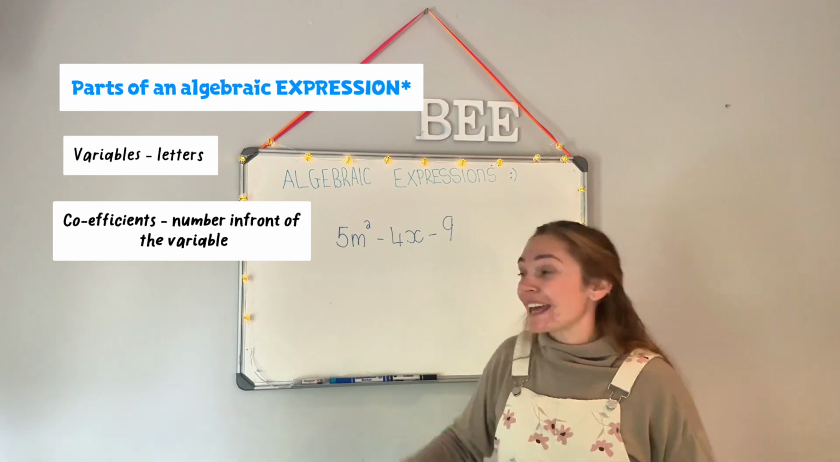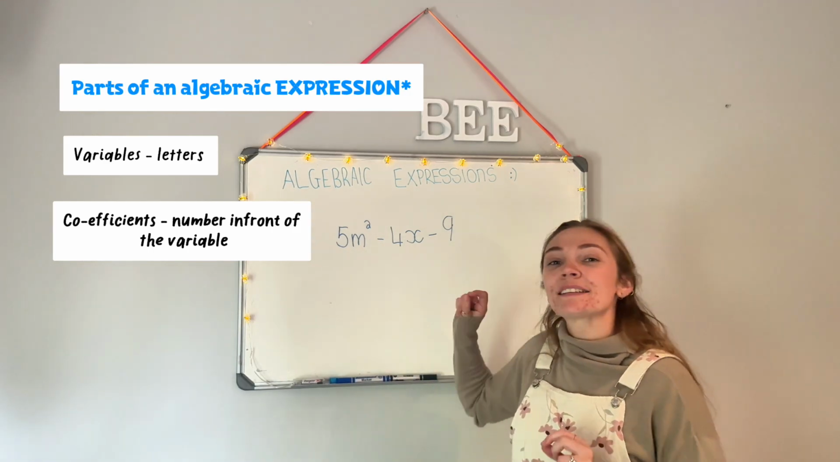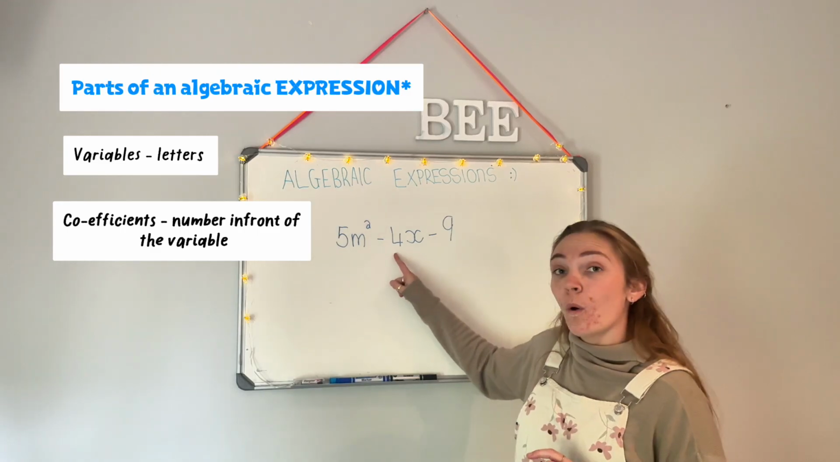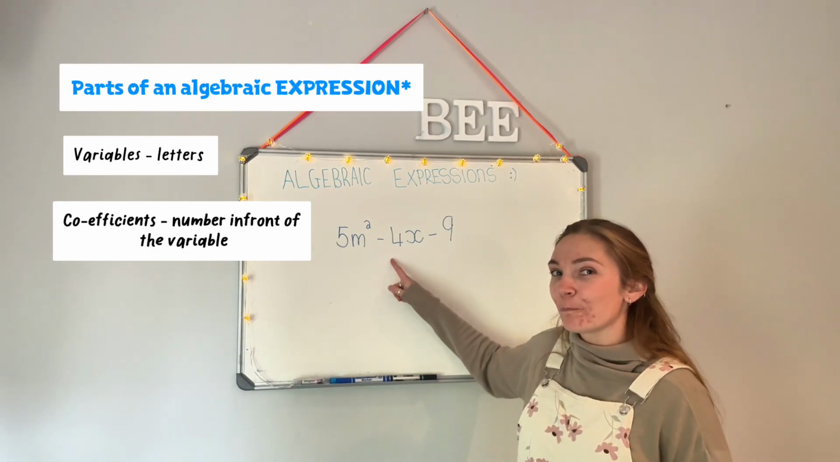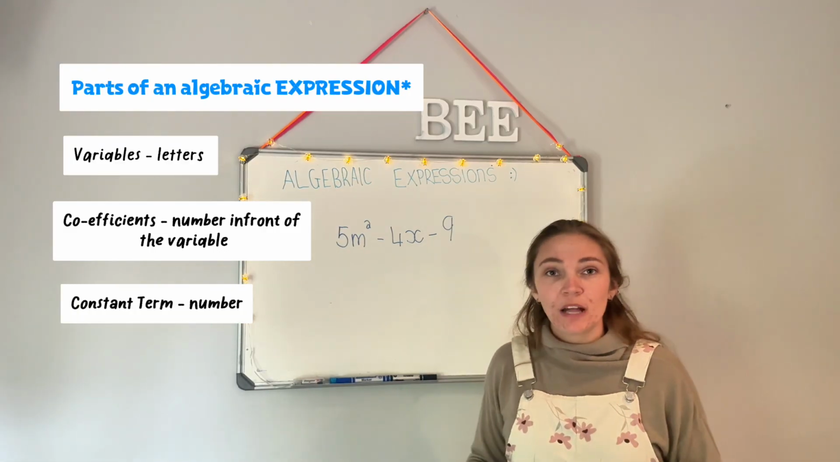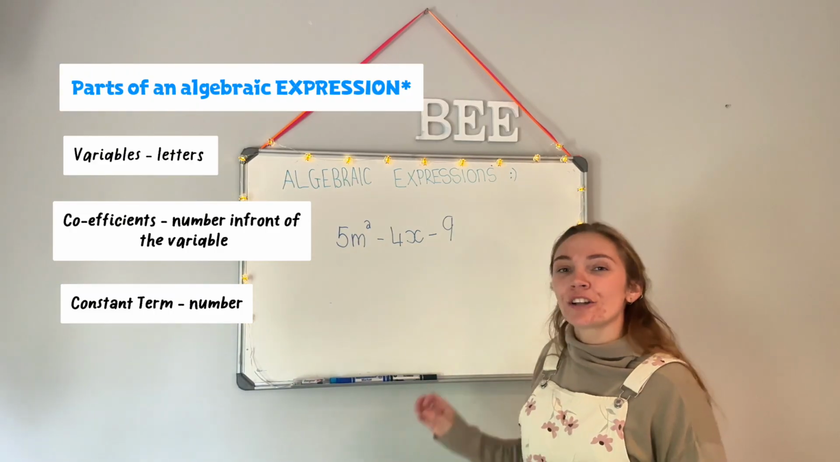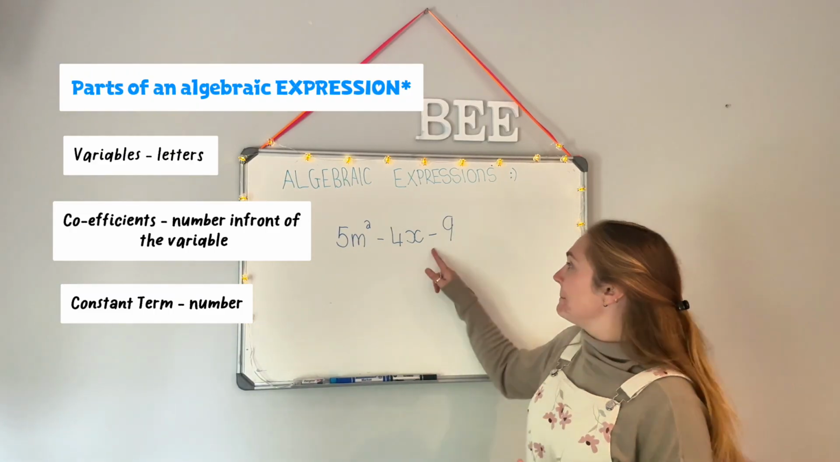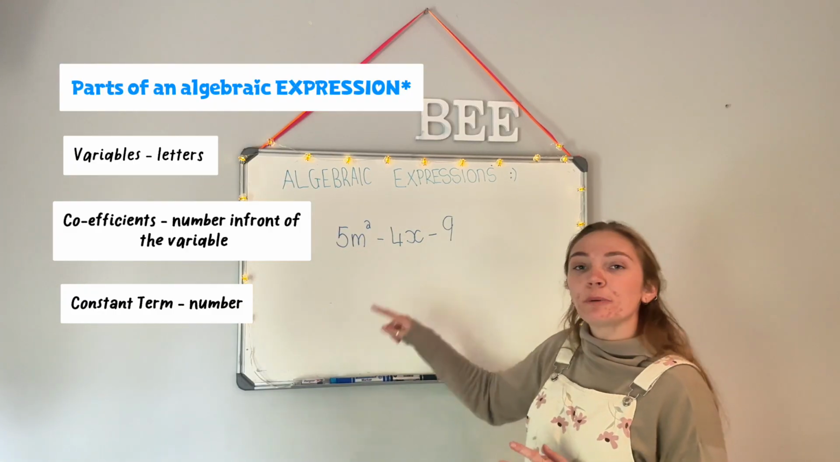Many students make the mistake of not putting the sign. Please put that sign. If you just write that the coefficient of x is 4, that is incorrect. The coefficient of x is negative 4. Then the last part of our expression is called the constant term. The constant term is the number. So negative 9 is your constant term. Constant, meaning it is negative 9. It will not change depending on what the variable's value is.